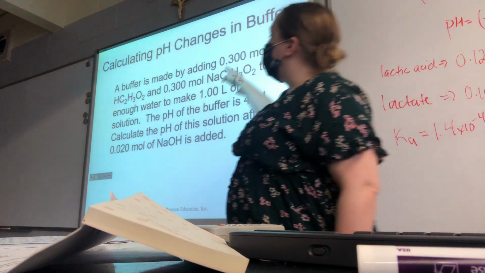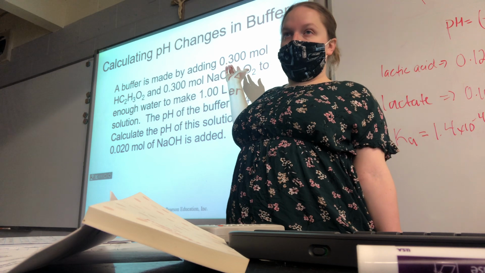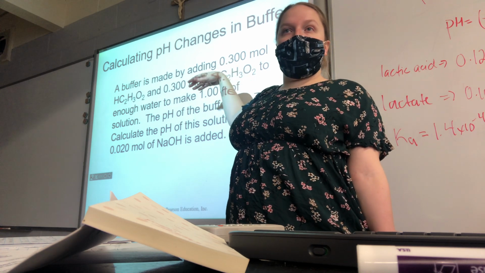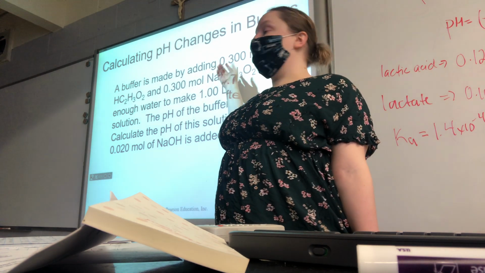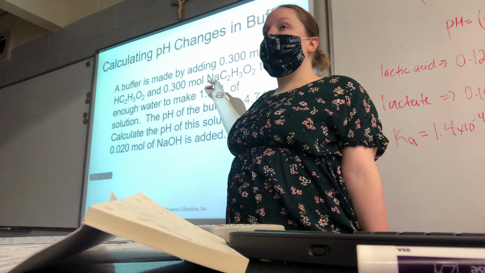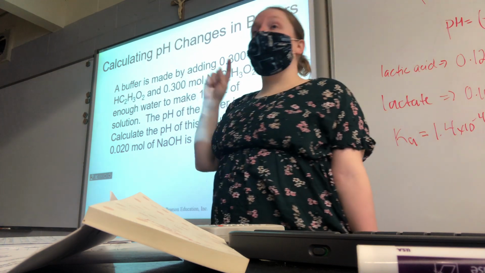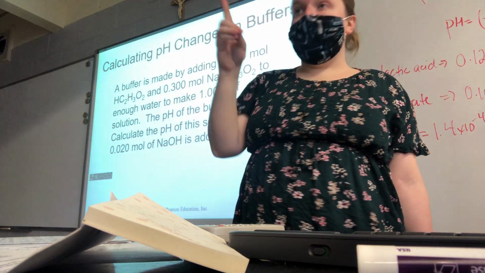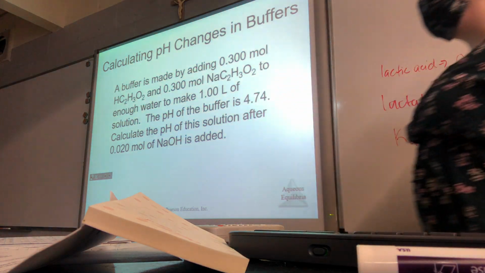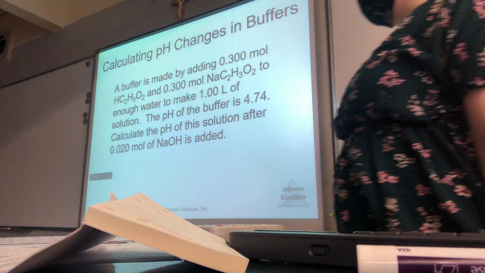Why were we given moles and then liters? What do we typically deal with? Molarities. If we have moles and liters, we usually have to put them in molarities. Mole over 1 is going to be the same number, right? So in this case, does the volume of the solution really matter? It does not, because it's 1. If it was not 1, would it matter? Yes, it would. The pH of the buffer is given to be 4.74.